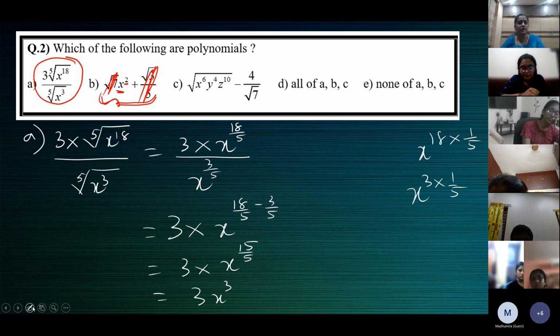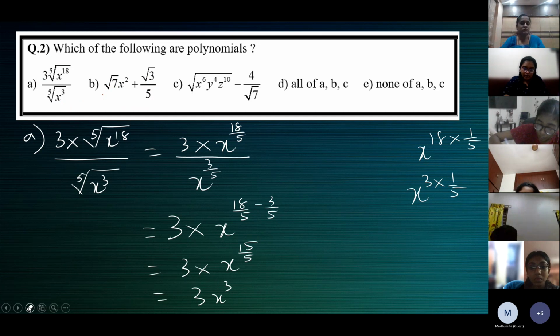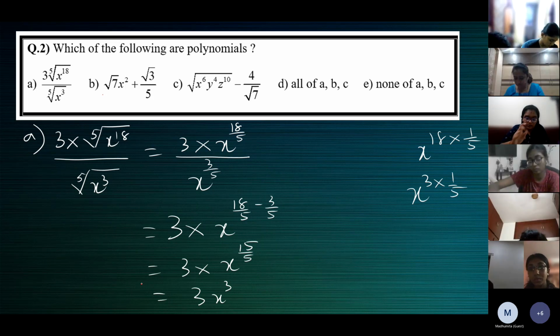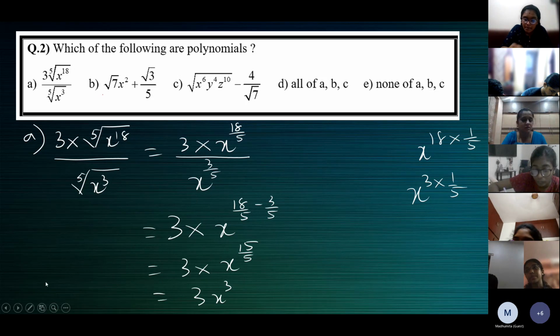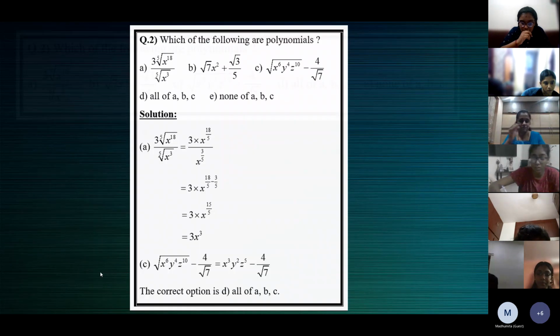Please write down the working, children, for A. How we simplify A, write down. Completed, ma'am. One minute, ma'am.